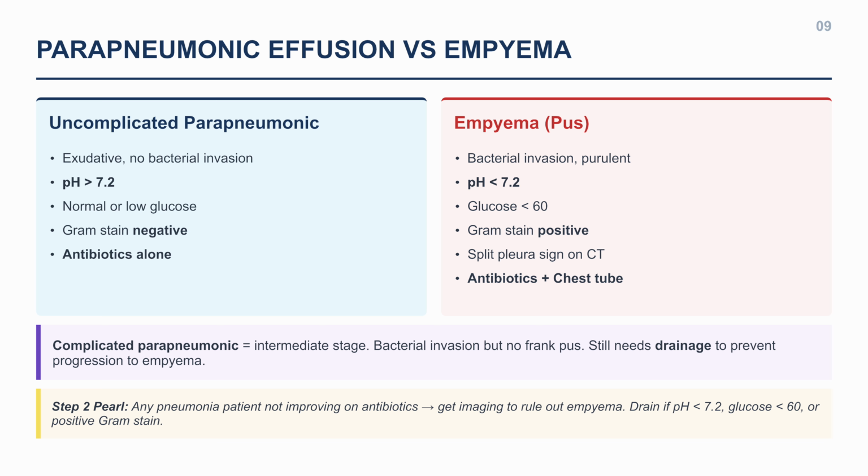Complicated parapneumonic effusion is the intermediate stage. There's bacterial invasion, but no frank pus. It still requires drainage to prevent progression to empyema.